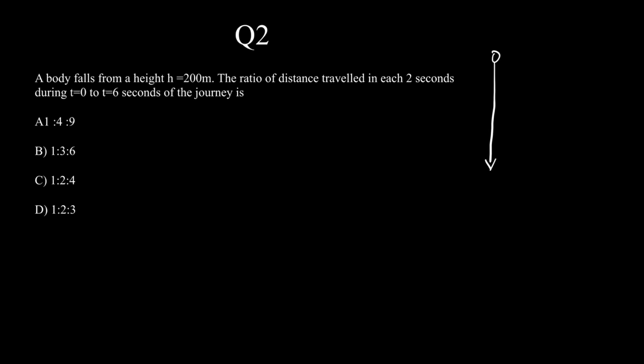So our body is dropped here. The height here is h, which is equal to 200 meters. Since it is dropped, the initial velocity is 0 and it will hit the ground with velocity v. Now, if we write the equations of motion, what can we write?